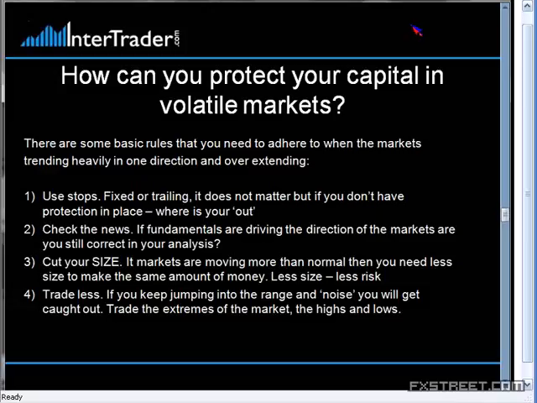So some basic rules here you need to adhere to when the markets are heavily trending in one direction or overextending. So, number one, as I said, use stops. Doesn't matter if they're a fixed stop, as we talked about, or trailing, whereas a trailing stop will move, again, maybe 10, 15 ticks behind whatever your trade is moving up or down. So it's not a fixed price, it's just a fixed number of movements behind your entry point. Okay, so it doesn't matter. But if you don't have the protection in place, then where's your out? Are you just going to press the button when it's too late? Or is the market just going to stop you out because you're out of capital? Yeah? If we don't have an out, then really, we shouldn't really be trading, no fairness.